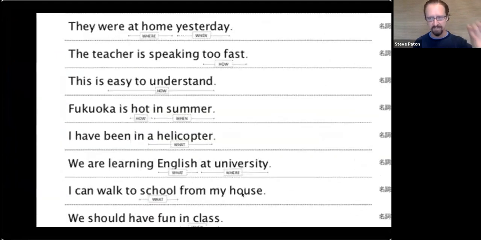And I get the students to find these control words. They were at home. The teacher is speaking too fast. This is easy to understand. So I demonstrate that, look, it's so easy just to turn these all off. They were not at home. The teacher is not speaking too fast. This is not easy to understand, whatever that would be.